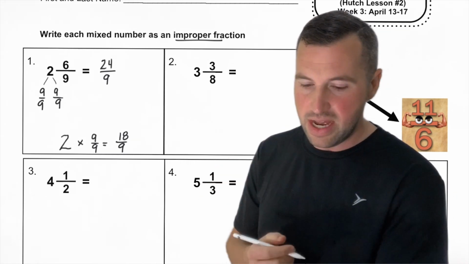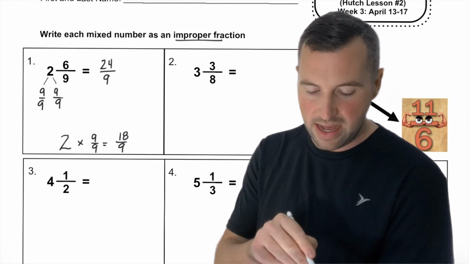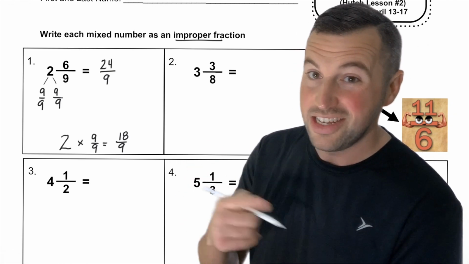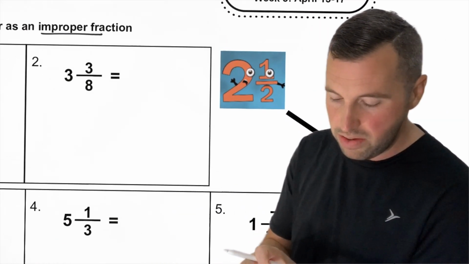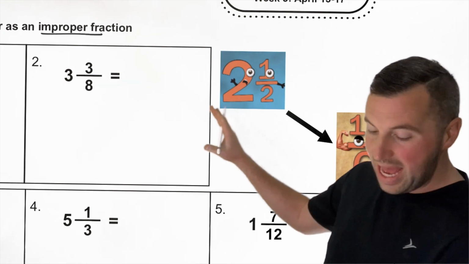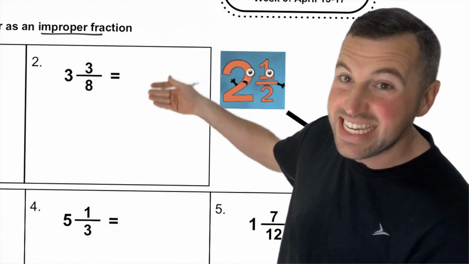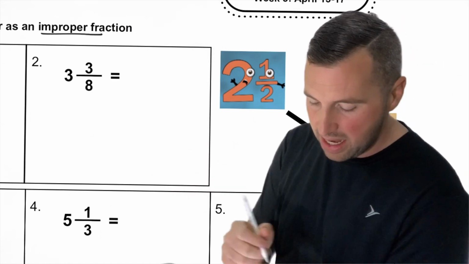I'm going to go ahead and do number 2 and number 3 with you right now. So if you want to do 2 and 3 on your own and then check, go for it. All right, moving on to number 2. Number 2 here says 3 wholes and what's the leftover? 3/8. So name that whole: 8/8. So I'm going to pull the 8/8 out of these.